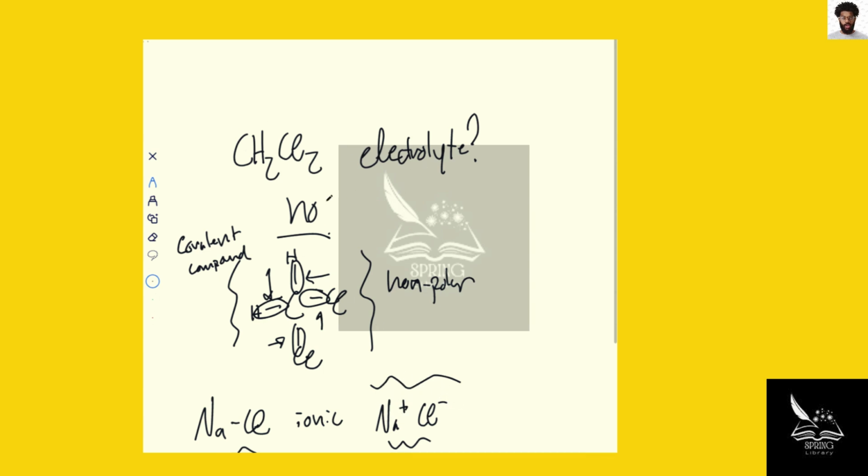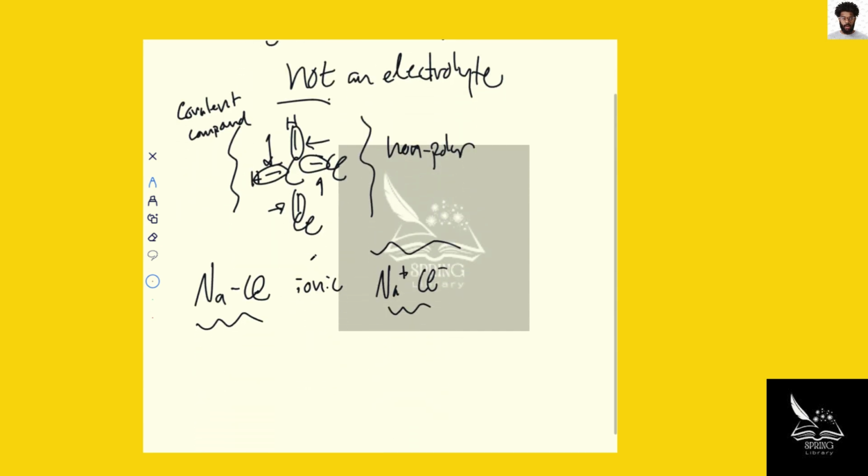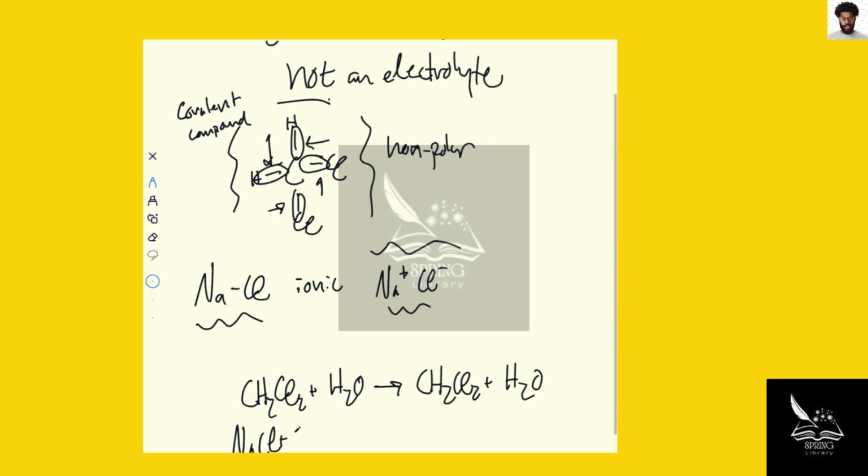So this is not an electrolyte. And the product of the equation when it dissolves in water is just CH2Cl2 plus water goes to nothing happens. CH2Cl2 plus water. That's all there is to it. That's as opposed to sodium chloride plus water goes to Na+ plus Cl- plus water. That's the difference.